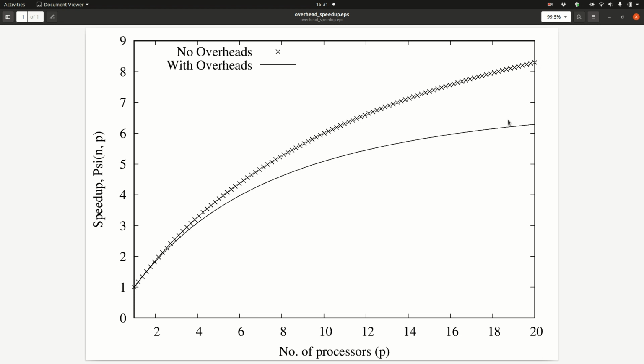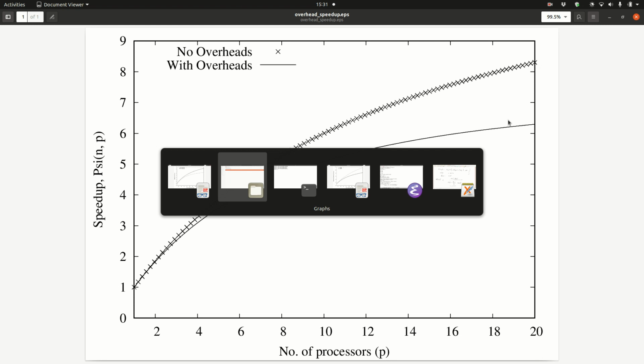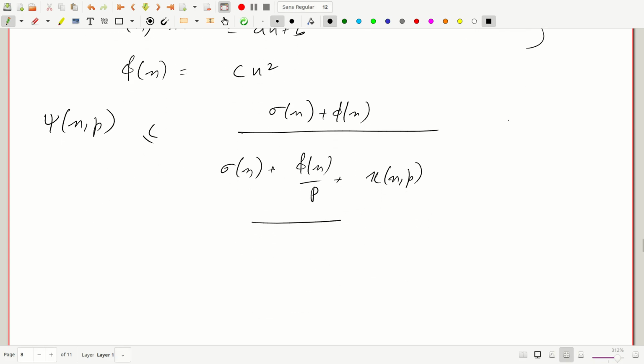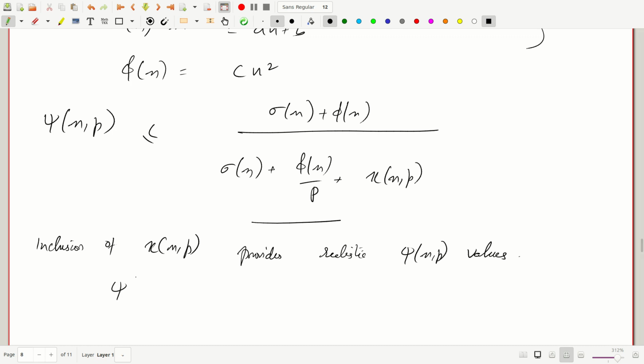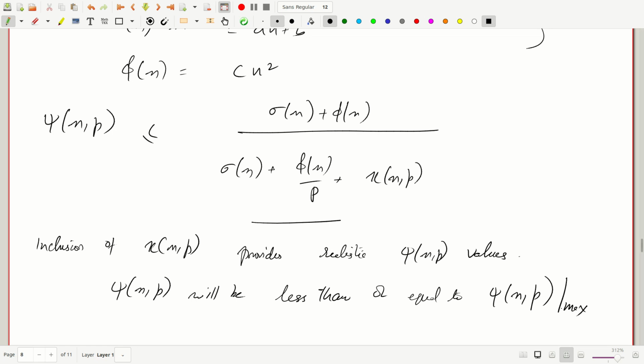Okay, so a couple of things we can say about the overheads. The kappa of n comma p usually has a smaller complexity. So we can say inclusion of kappa of n comma p provides realistic psi of n comma p values, and these psi of n comma p will be less than or equal to psi of n comma p max that was proposed by Amdahl.